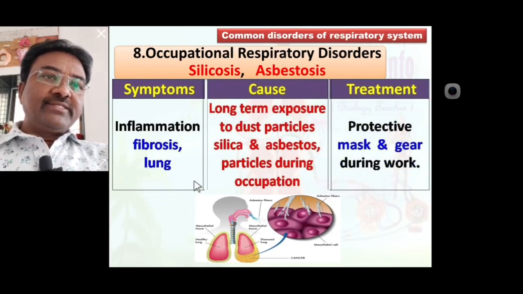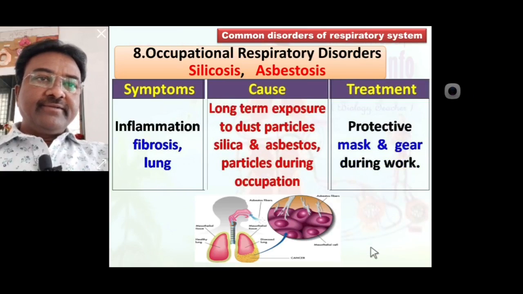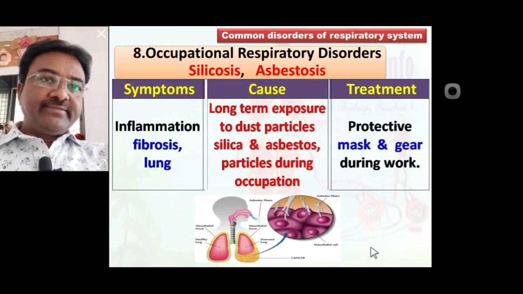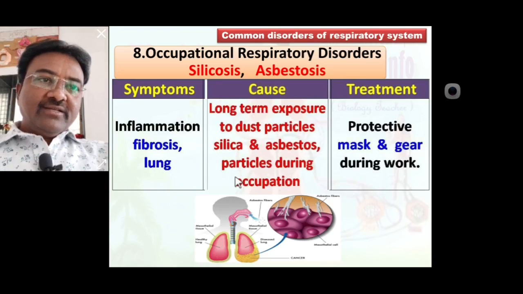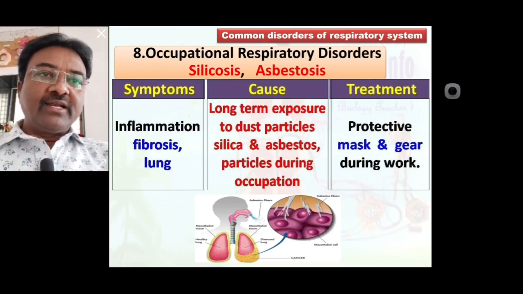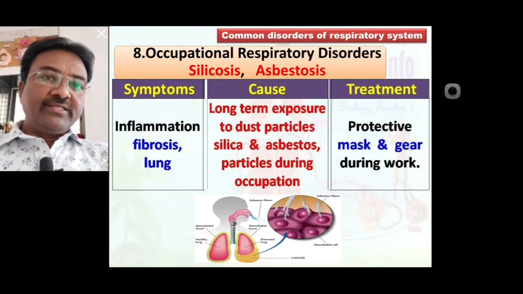How are silicosis and asbestosis treated? Protective masks and gear during the work is one of the most important treatments of silicosis and asbestosis. Due to the protective mask or gear during the work, the silica particles or asbestos particles are not introduced into the lungs through the inhalation process. So this is the most important preventive measure for silicosis and asbestosis.